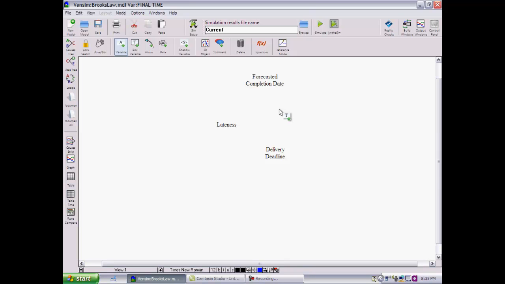Notice I'm not trying to identify all the variables right at the beginning, and they will evolve. So I have three variables here. Let me first capture the relationship among these three that's there in my mind. Forecasted completion date affects lateness. So I took my causal link. I started at forecasted completion date and ended up at lateness. So there is the cause and there is the effect.